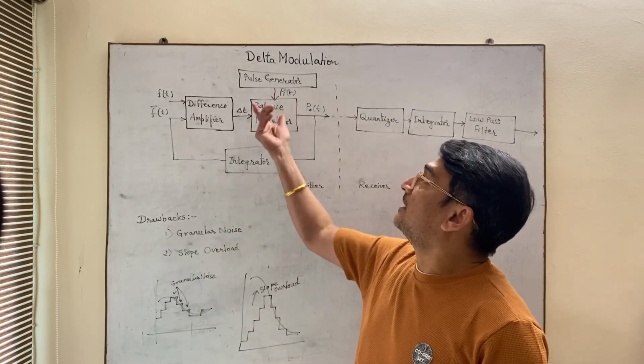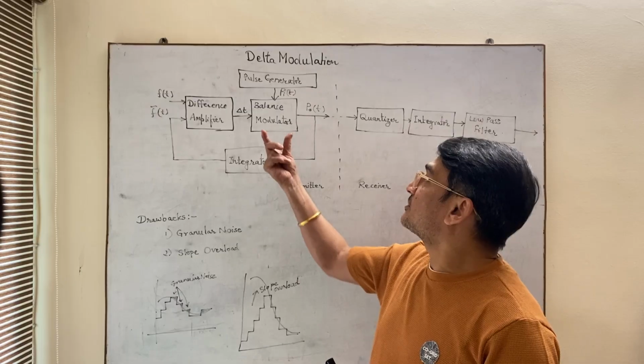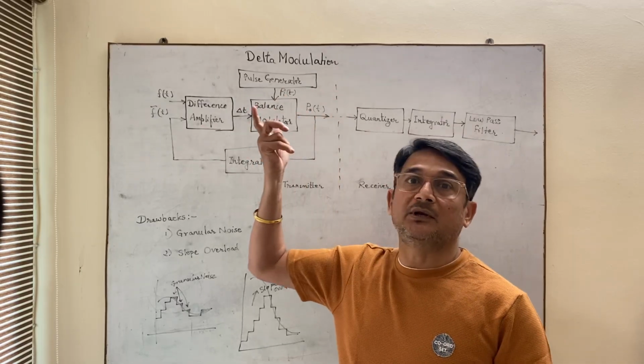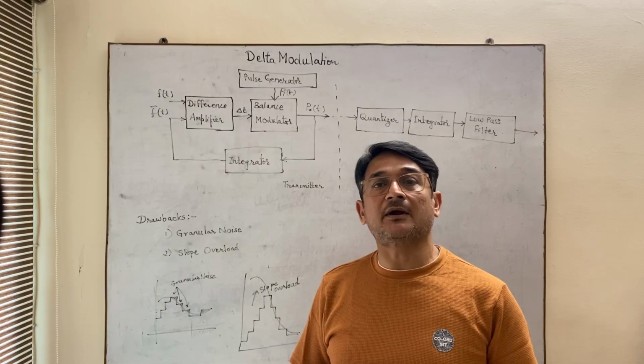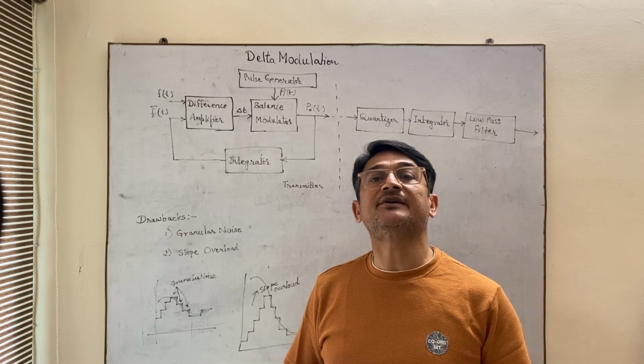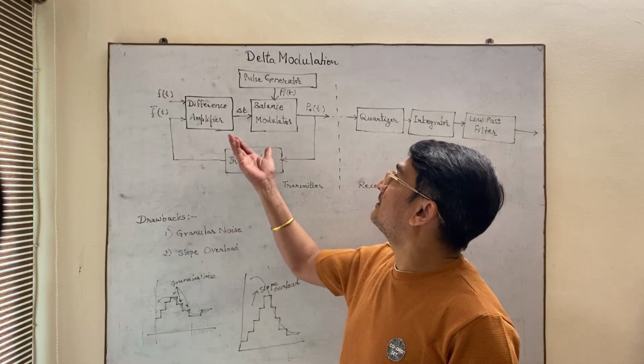Now in delta modulation, what we do is, corresponding to one bit, there is only one sample. So the number of samples reduces and the bandwidth of the overall signal reduces. So how it works, first we will see that.